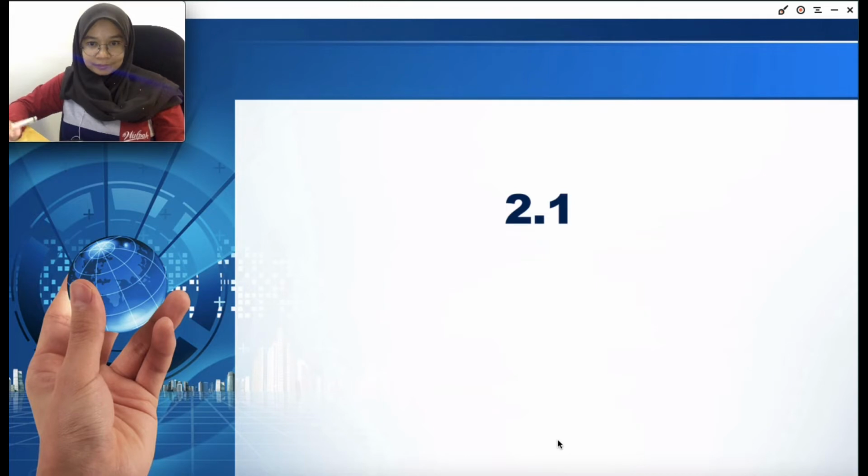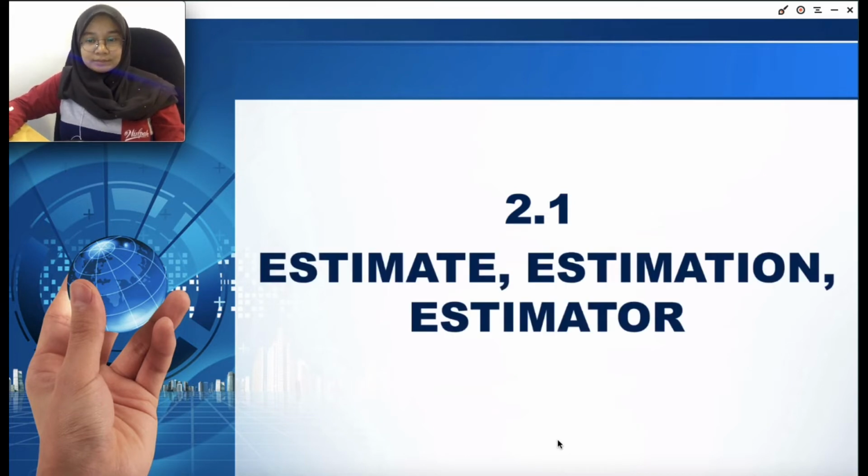2.1: Estimate, estimation, and estimator. So you have to know what it means by estimate. What is estimation? What is estimator? Roughly, estimate is guessing. You just make an estimation, you are just guessing, right? Estimation is the process. Estimator is the one that you use to estimate.